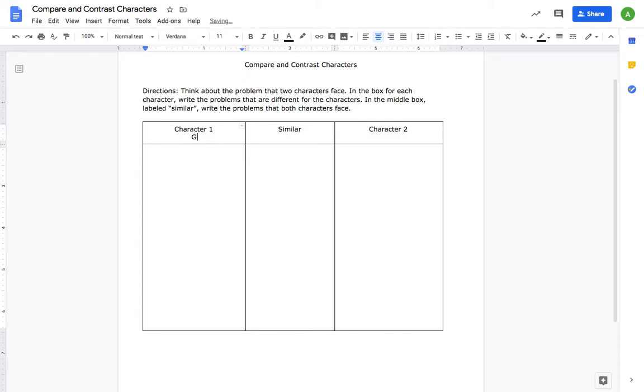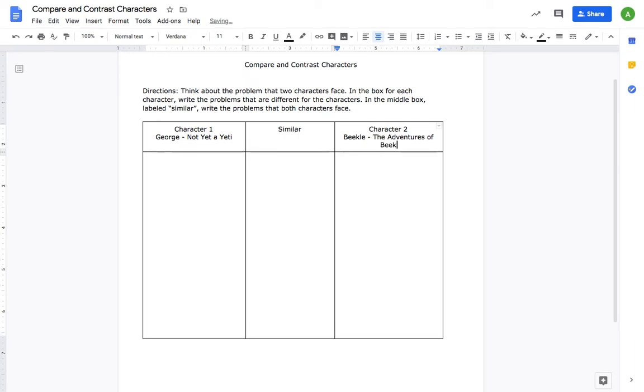I want you to think about George from Not Yet a Yeti. And I want you to think about Beakley from The Adventures of Beakley, the Unimaginary Friend. So if you haven't listened to either of those videos or haven't read them yourself, please take the time to do that now. The links are also there.